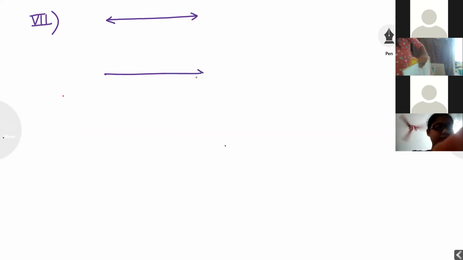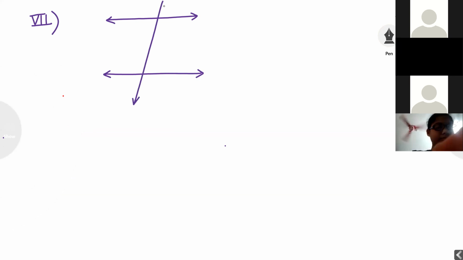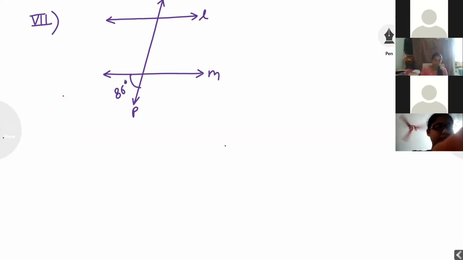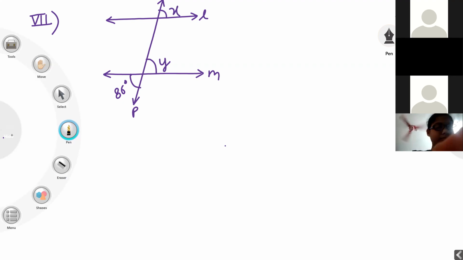Concentrate here. This is L, M, P. This angle he has given 86 degree. This angle is Y. And this is X. Concentrate here, everyone. Don't write anyone. First listen here.